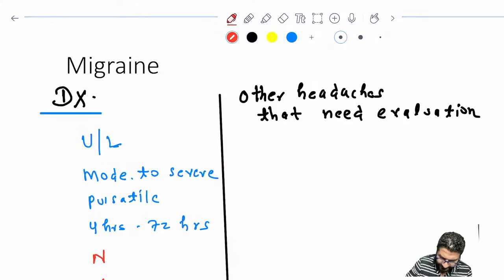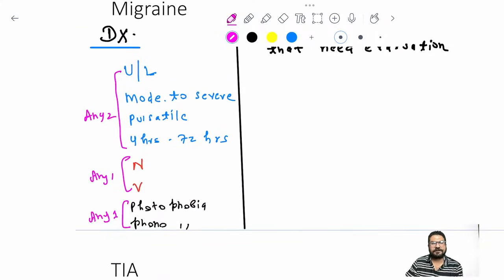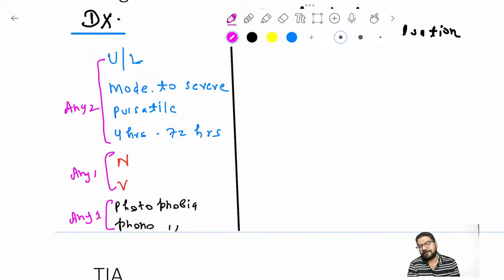So understand this thing. To make a diagnosis, what do we need? We need any one feature from the first list, any two from this list, any one from nausea and vomiting, and any one from this. So they will give you a question like a 30-year-old female comes to you with headache which is moderate to severe. She has had this headache from the past 1 day, 24 hours. Sometimes she has nausea and vision issues. Whenever she sees bright light, the intensity of her headache increases, so she prefers to sit in a dark room. So this is the diagnosis.